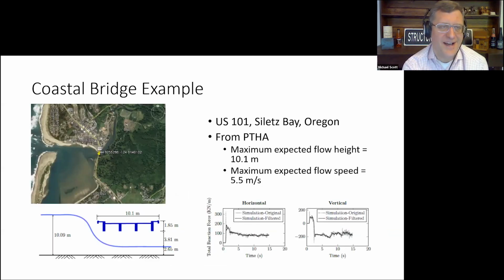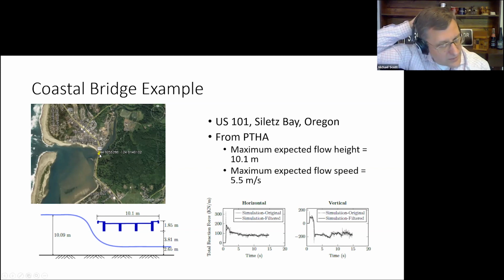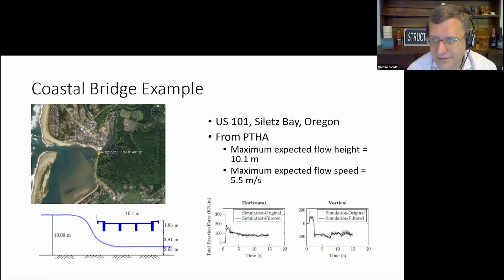Okay, so for example, this is a bridge along the Oregon coast, along US 101, which runs pretty much north to south along the entire West Coast. In the Siletz Bay of Oregon, at this longitude and latitude, the ocean is out here. Here's a bay, so we could get some significant channeling effects, based on different grid sizes and running different flow scenarios probabilistically. But from that PTHA, you can determine the maximum flow height at this location could be as high as, incredibly, 10 meters, with flow speed 5.5 meters per second.